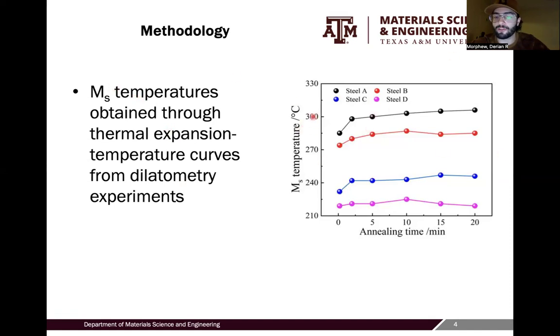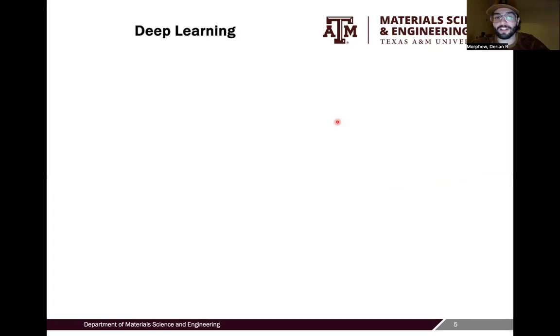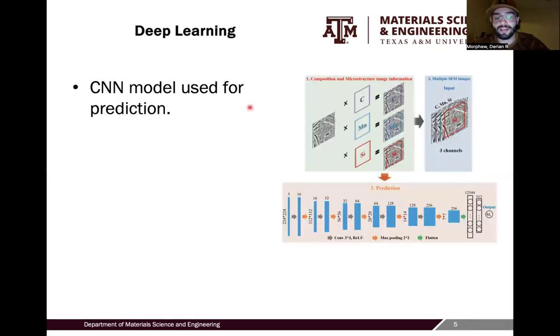So they had 24 data points basically to work with, which is not a lot for deep learning. And so I will get to how they augmented the data in a second, but they used the convolutional neural network for their prediction, with the structure of the neural network seen on the right, where they used five convolutional layers and five max pooling layers.